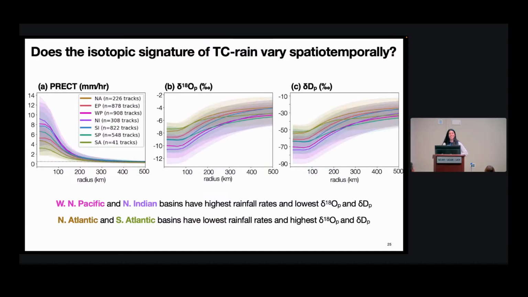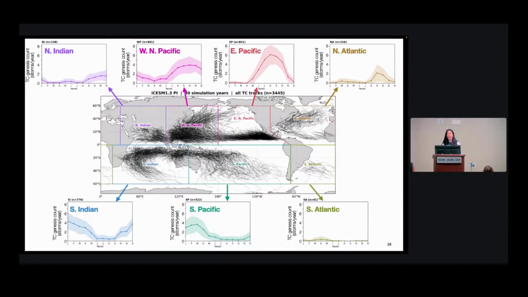Summing this all together, the Western North Pacific and the Northern Indian basins, which are in pink and purple, seem to have the highest rainfall rates overall and also the lowest delta 18O and delta D of precipitation, whereas tropical cyclones that form in the Atlantic, both the northern and southern Atlantic, have the lowest rainfall rates and the highest isotope values. They also show those radial trends from lower in the center to higher as you move away from the TC center, but the magnitude of that inside-TC, outside-TC difference is bigger in the Pacific and the northern Indian basins. This could have to do with the seasonality of when cyclogenesis is occurring.